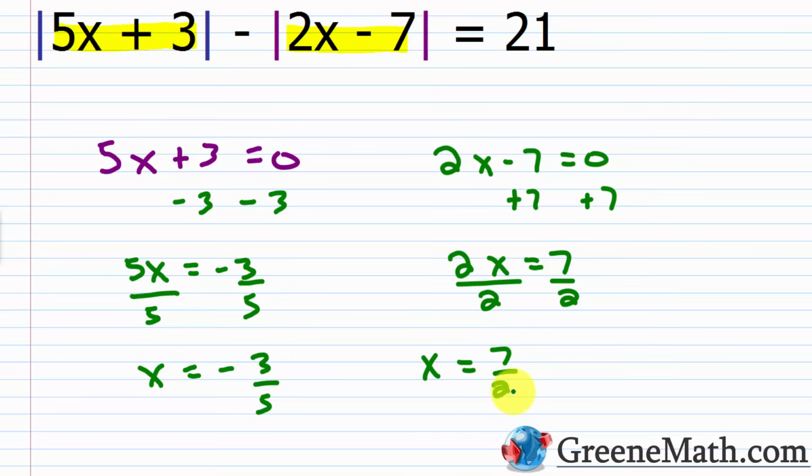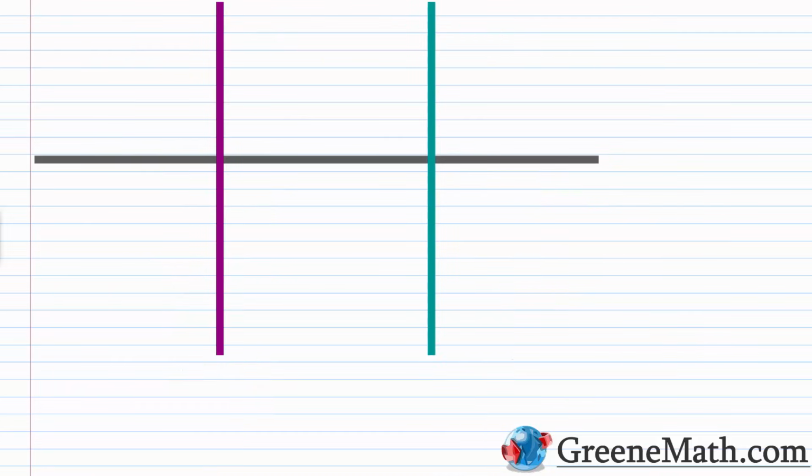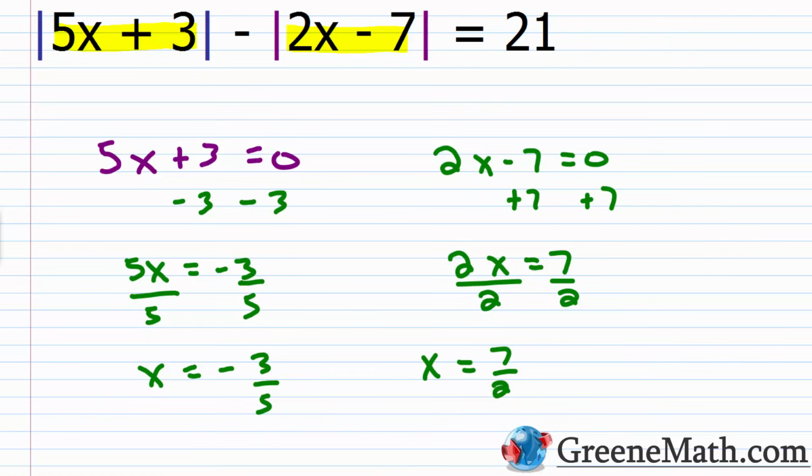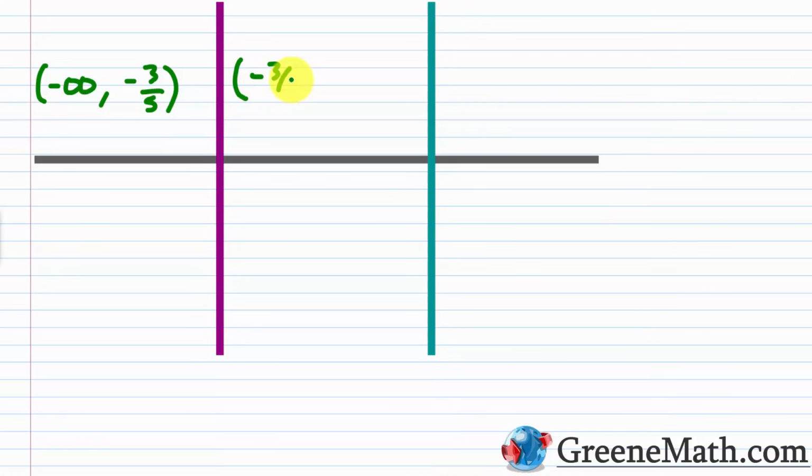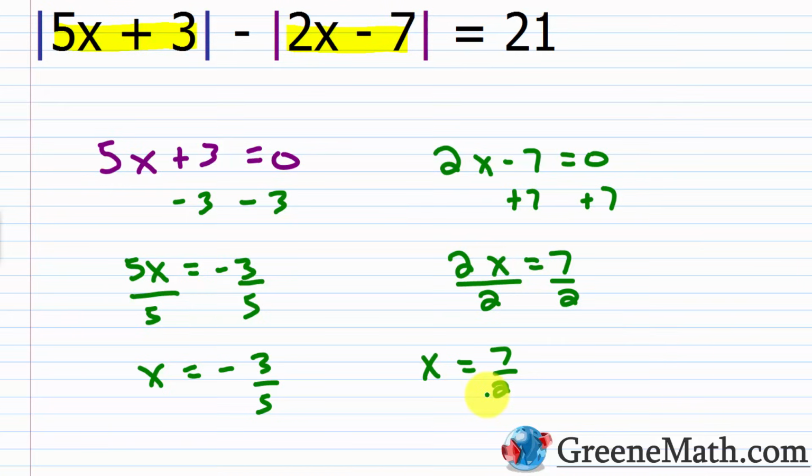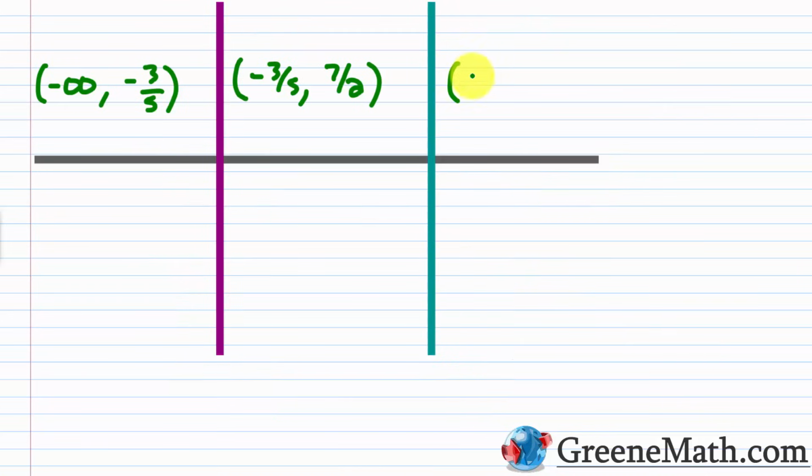So basically, I'm going to have an interval that is anything less than negative 3/5. So let's write that first. So we'll put negative infinity here, up to but not including negative 3/5. Then I'm going to have an interval between negative 3/5 and 7 halves with neither included. So you have negative 3/5 and 7 halves. Again, neither one's included. And then lastly, we have an interval where we're greater than 7 halves, okay? So where we're greater than 7 halves.